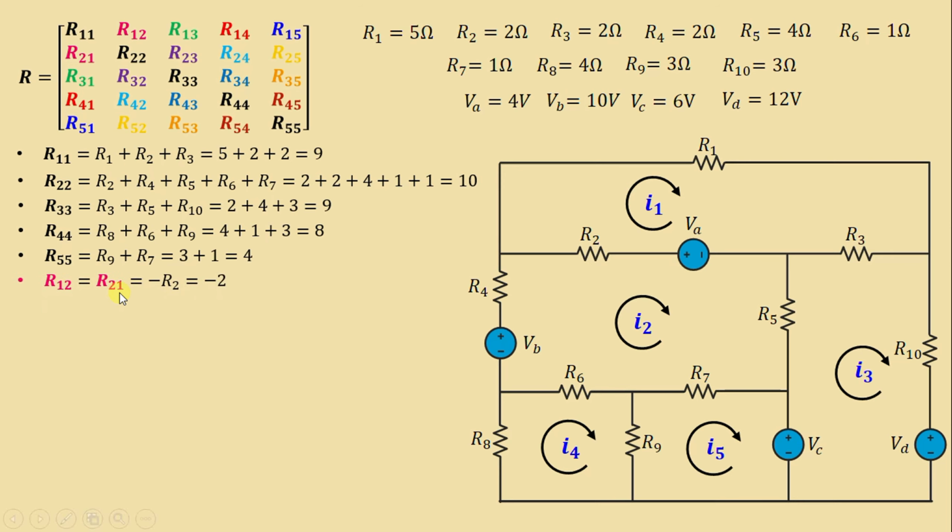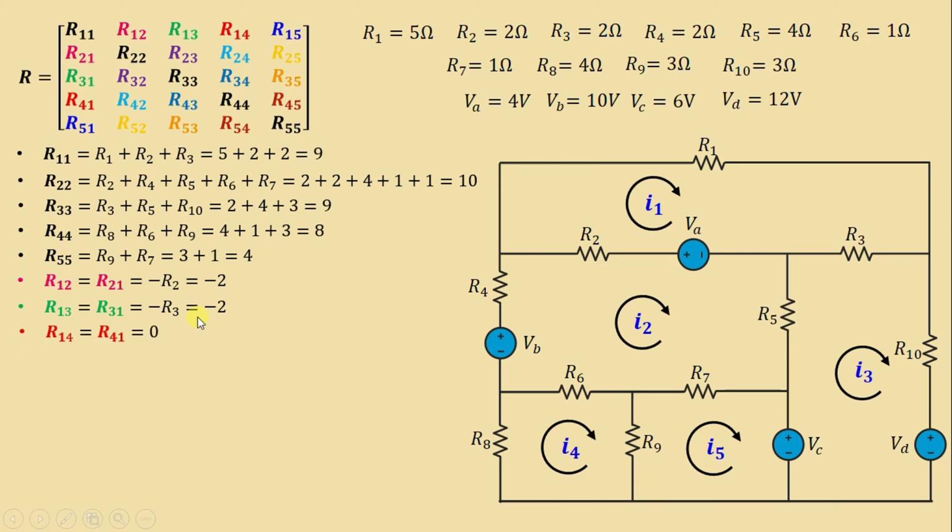R12 is equal to R21, the negative of the sum of the resistances in common with meshes 1 and 2. This is mesh 1 and this is mesh 2. The common resistance is R2. Then we have negative R2, which is equal to negative 2. R13 and R31: this is mesh 1 and this is mesh 3. The common resistance is R3. Then we have negative R3, which is equal to negative 2.